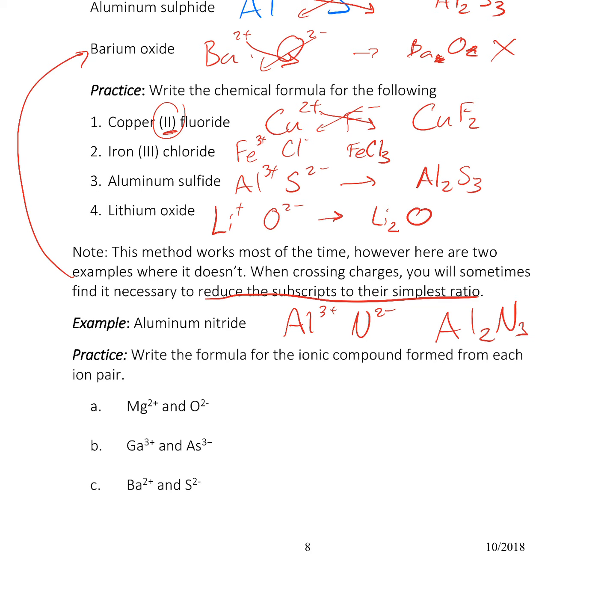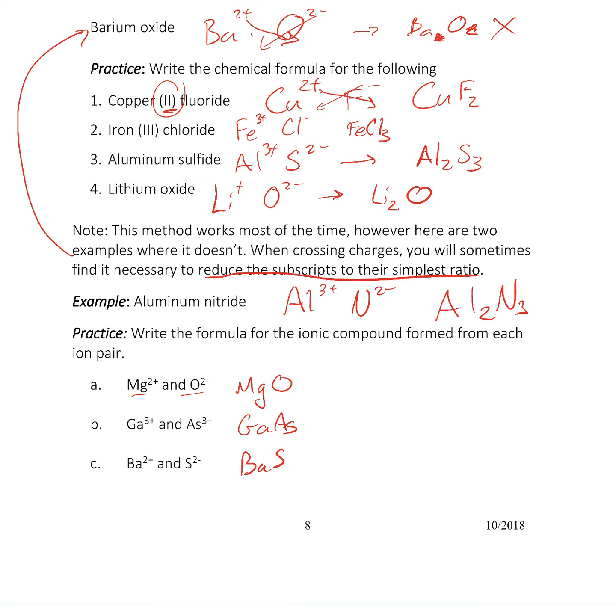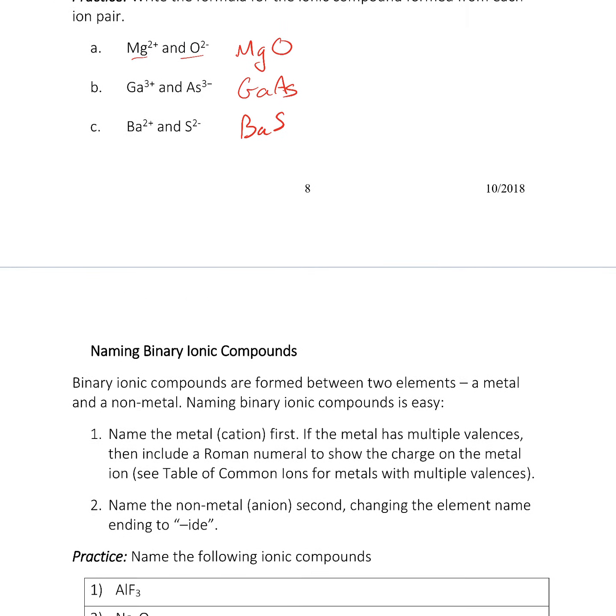Okay, hopefully you've had a chance to pause the video and then come back. Here we have the equal and opposite charges, so this would be magnesium oxide. Notice we do not need to do any crisscross here because the charges are equal and opposite. Gallium arsenide, again, equal and opposite. We do not need any charges. We do not need any subscripts. And barium and sulfide also don't need it. So that's kind of a trick set of questions there.